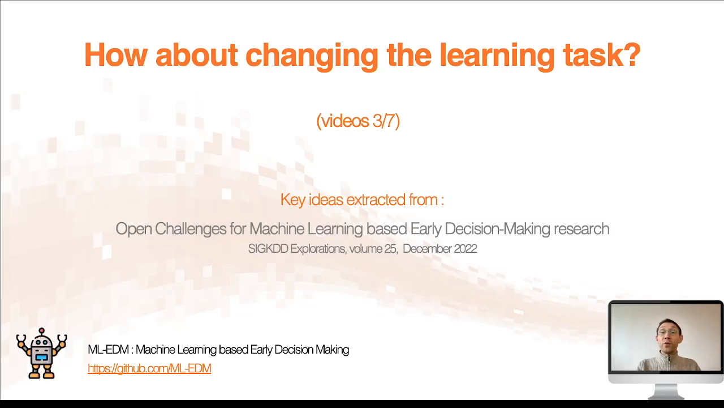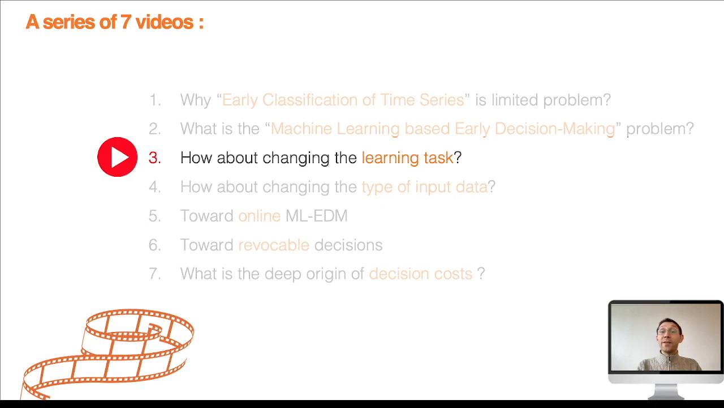Welcome to this third video where the challenges related to changing the learning task in machine learning-based early decision making are discussed. This is the third in a series of 7 videos, which present the main ideas of the founding article of this new research field.